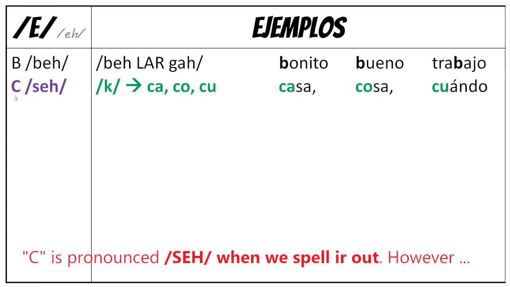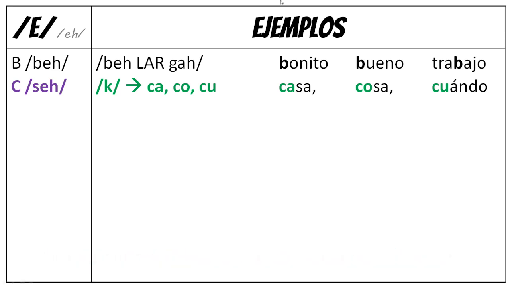C is "se". Letter C can be a little bit tricky. It can have different pronunciations. When followed by A, O, or U, it sounds like k, like ka, ko, ku. For example, casa, cosa, cuando.